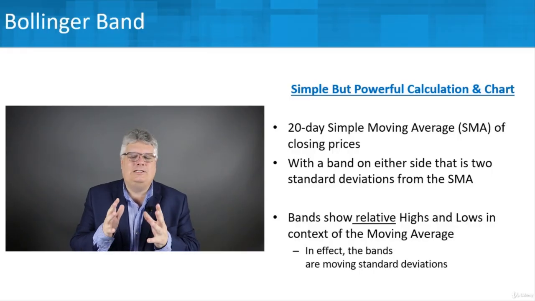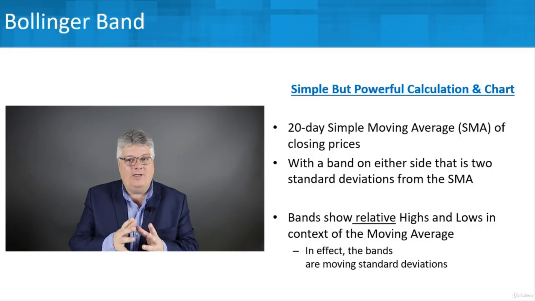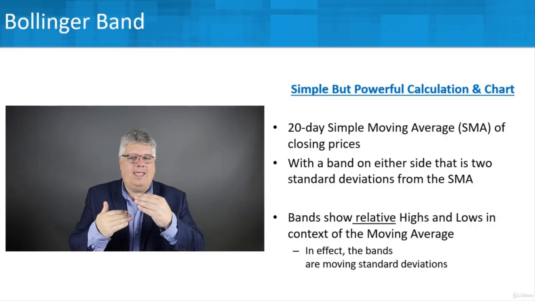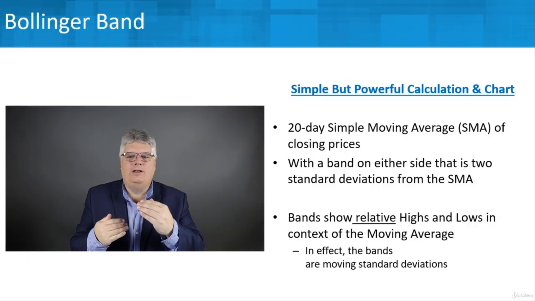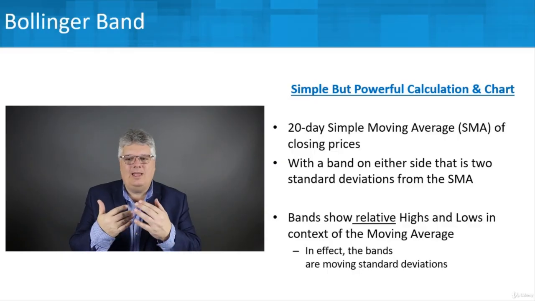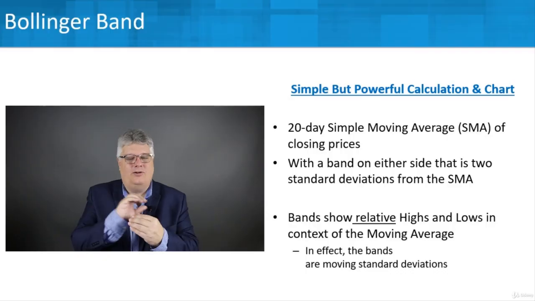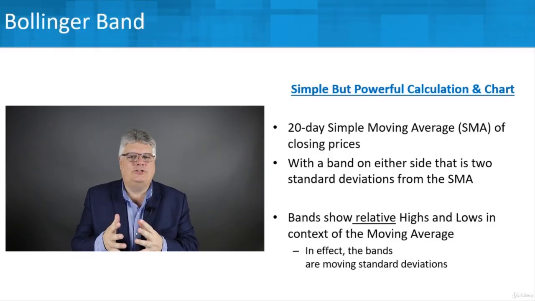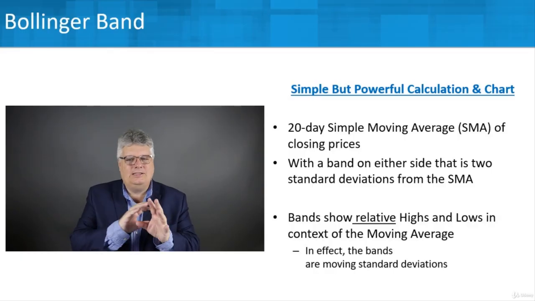Basically, it's taking the 20-day simple moving average of closing prices, and that's the main line. Then there's a band on either side, above and below it, that is two standard deviations away from that simple moving average. Standard deviation looks at the deviation from a mean. So the bands show those relative highs and lows in the context of that moving average.